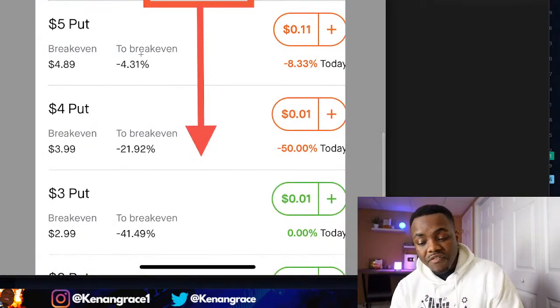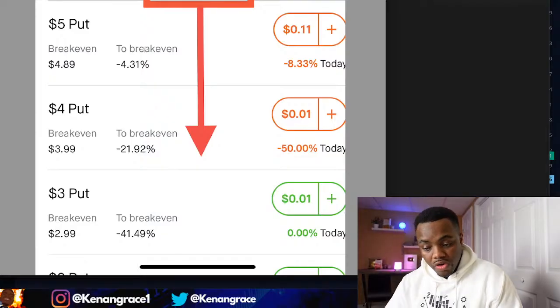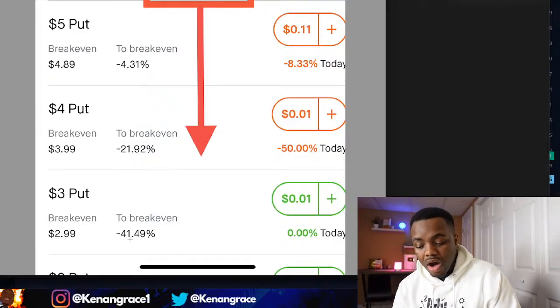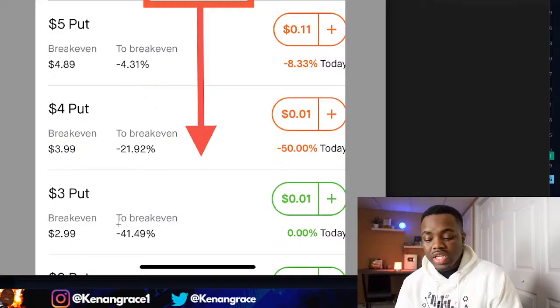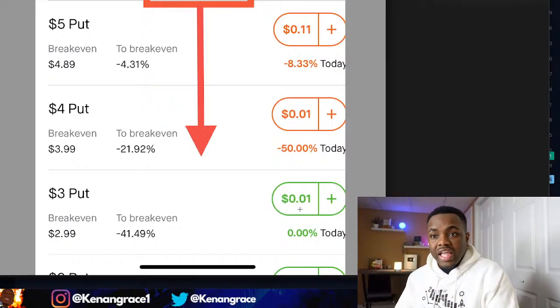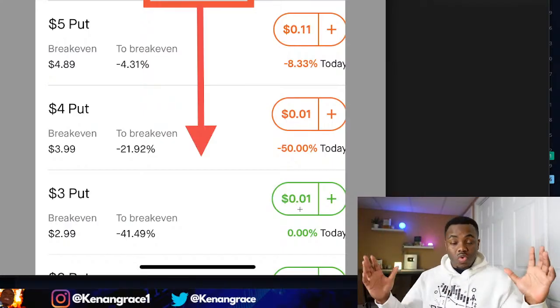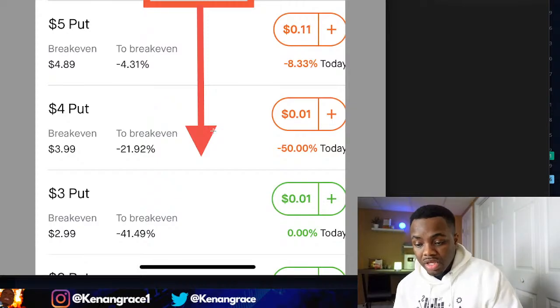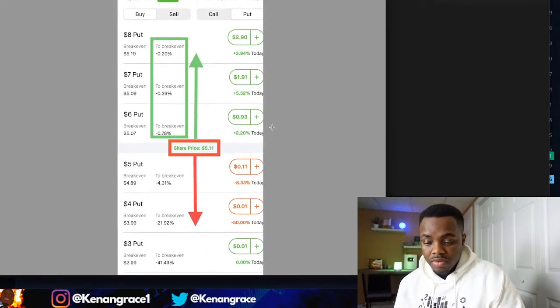But notice, the further out of the money you go, look how hard it would be for this to break even. You would need this thing to fall 41% in order for it to break even. But that's why it's cheap, because it's unlikely to happen. But in the event that you are right, you are going to make a lot of money here, a whole lot of money here. Now let's go to the next thing.